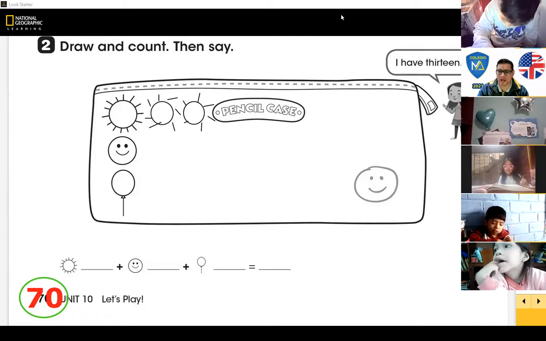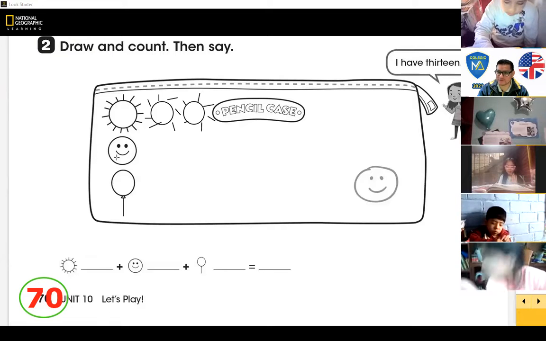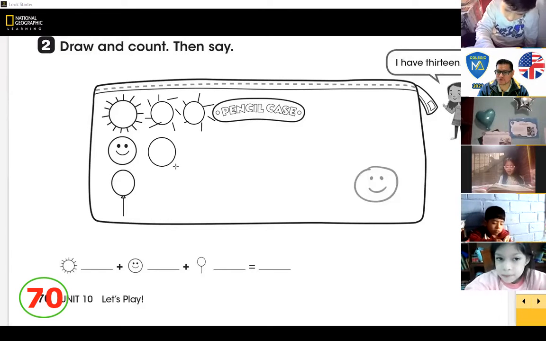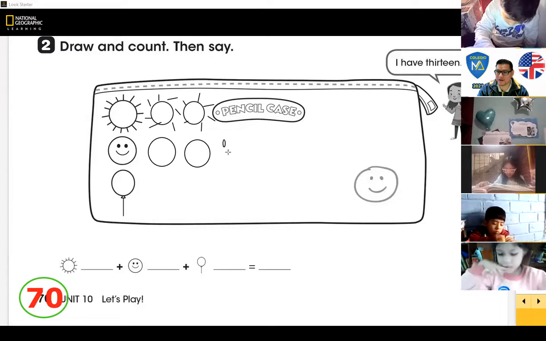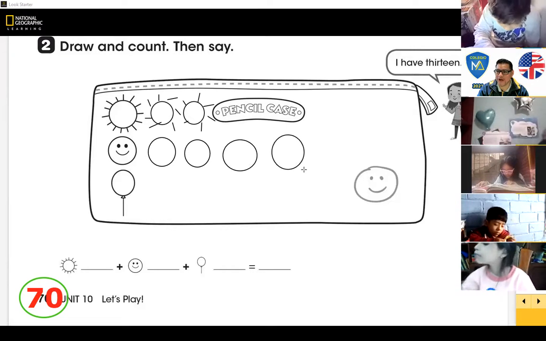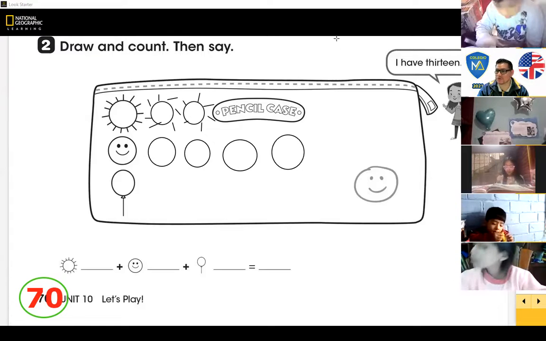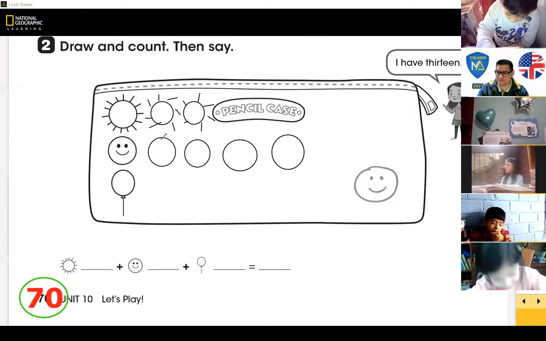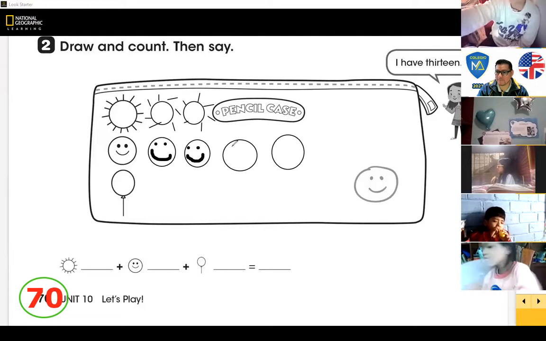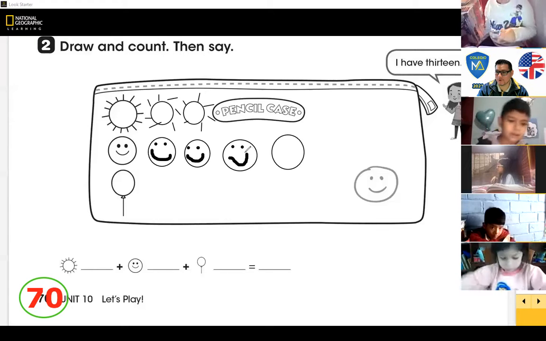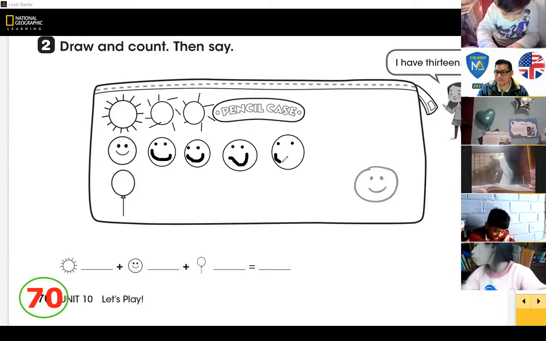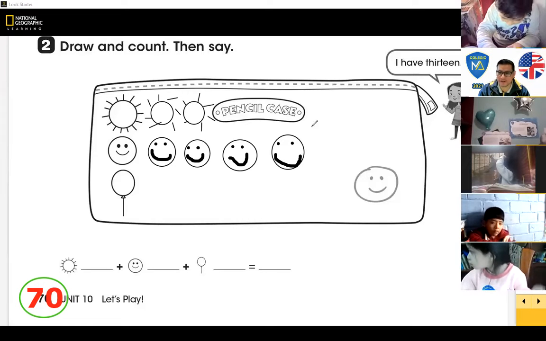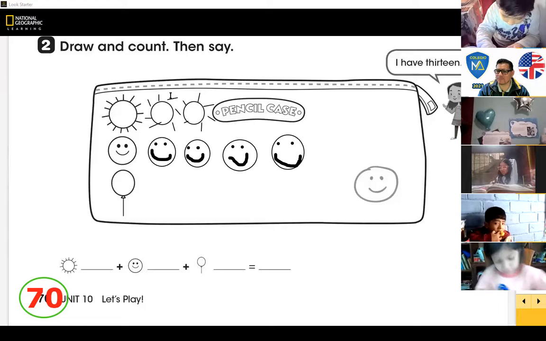Now let's draw some happy faces. I'm gonna draw here. There is one, two, three, four, five happy faces. So let's draw here the happy faces. I'm gonna do something with the happy faces. This is one happy face, right? Two, three, four, and five. Okay, now we have to write here this, no?